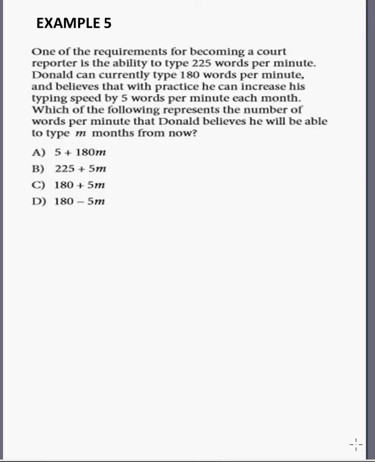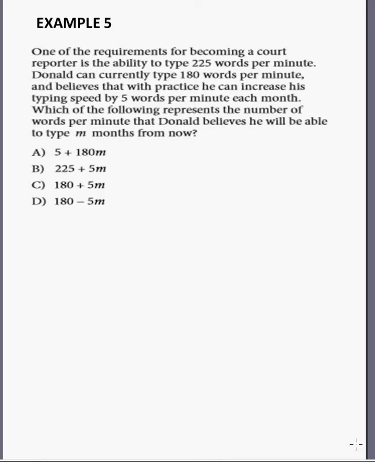That's the initial value. So as you can tell, most of the work we are doing now is on linear models. So you'll be looking into a slope, and you'll be looking into some kind of initial or y-intercept type. So here our current value is 180. And he believes that with practice he can increase his typing speed by 5 words per minute. 5 words per minute means every 1 minute, you increase your speed by 5 words, and that is technically your slope, as you can read very well.